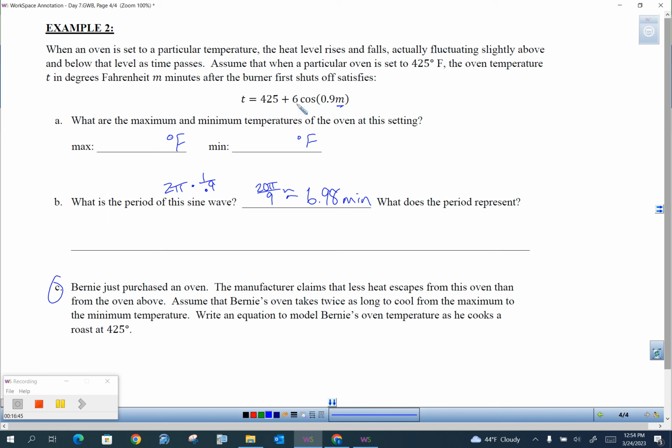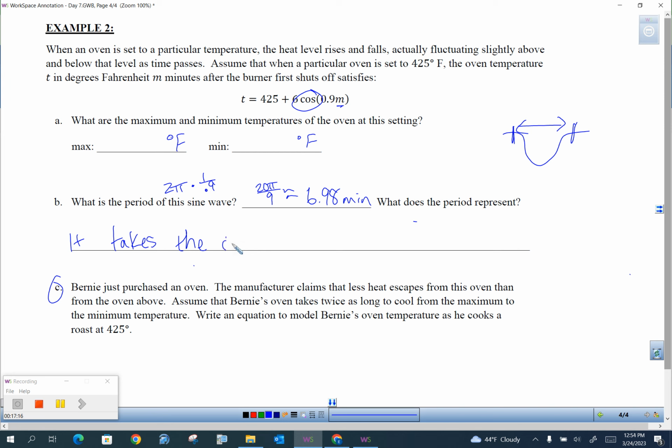And remember, when we're talking about cosine, we can always talk about a period as the distance between maximums or the distance between minimums. So it's saying it takes the oven, you don't have to erase anything you have, but really we're just saying it takes the oven about 7 minutes to cycle through those values.